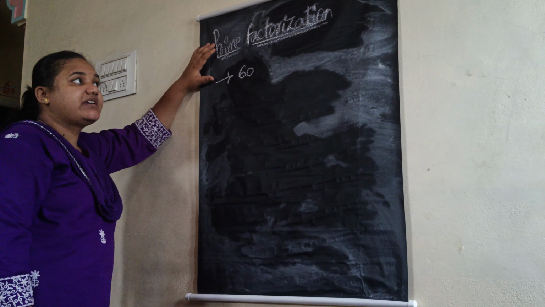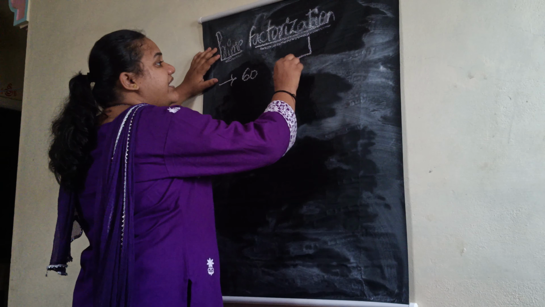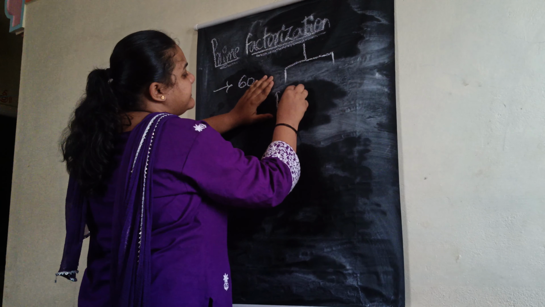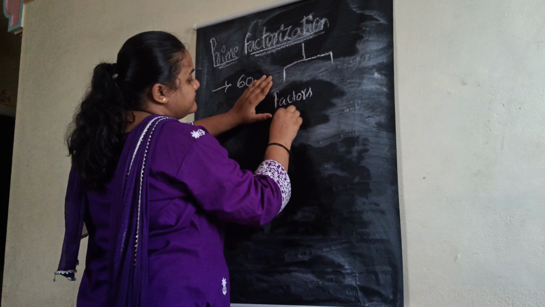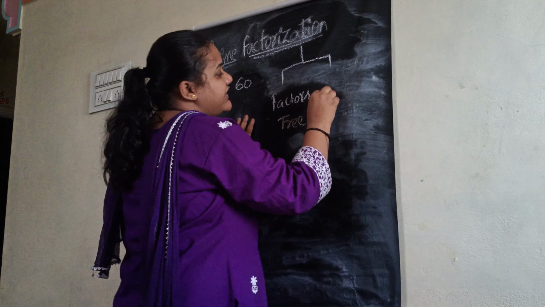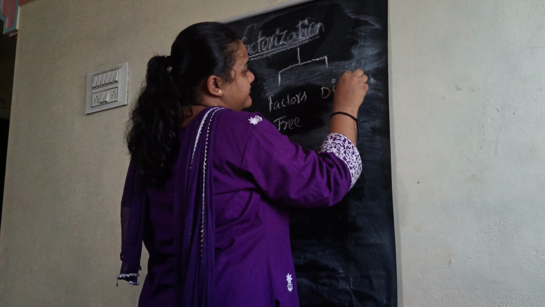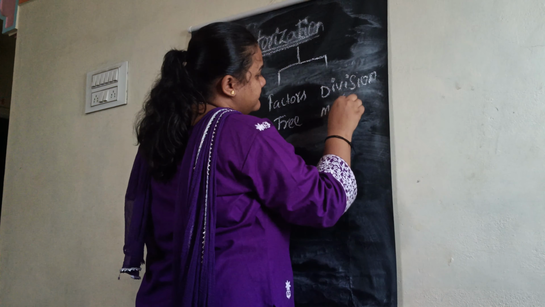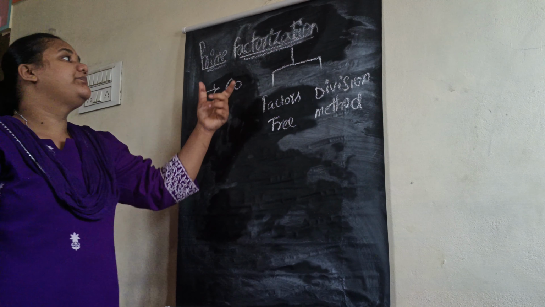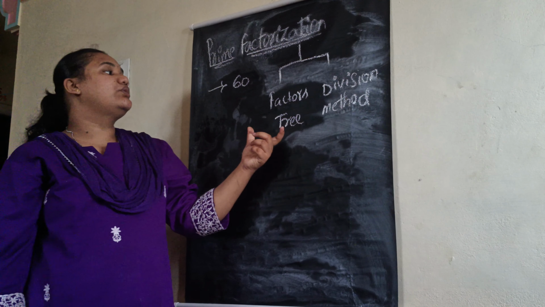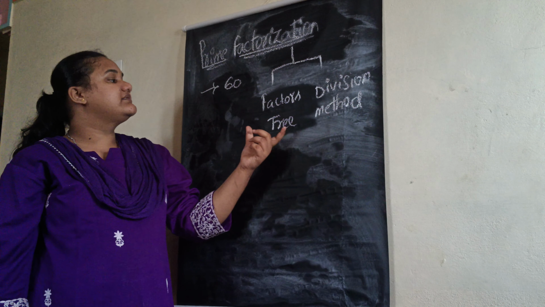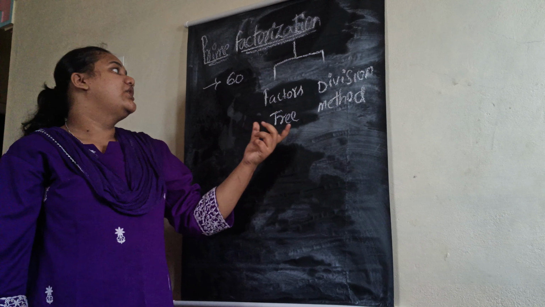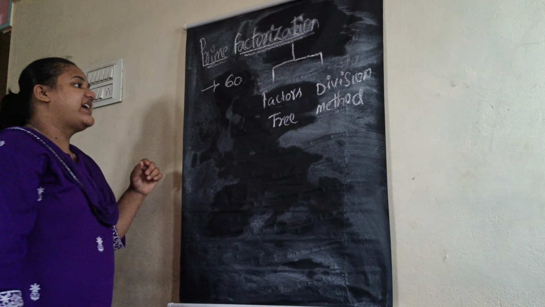Even in prime factorization, we can find the prime factors in two ways. One is the factor tree and the other is the division method. So first we will look at the factor tree.